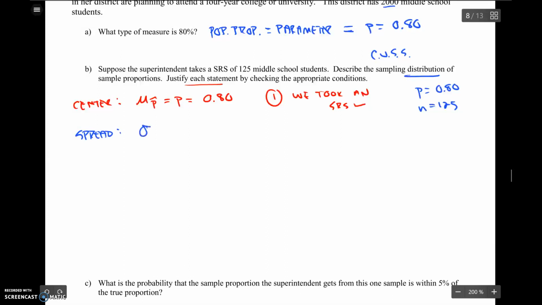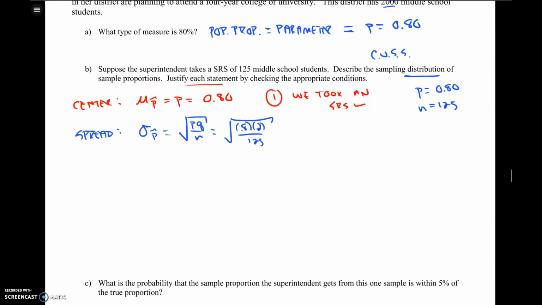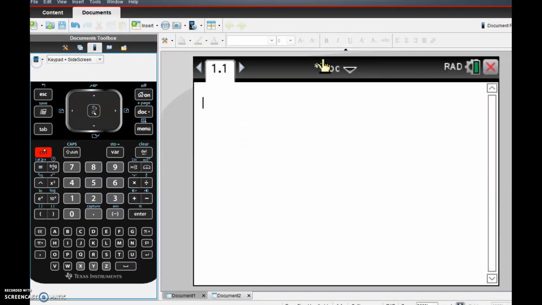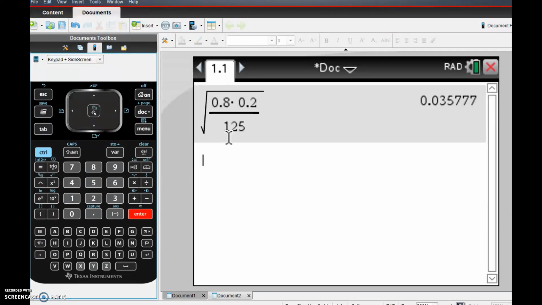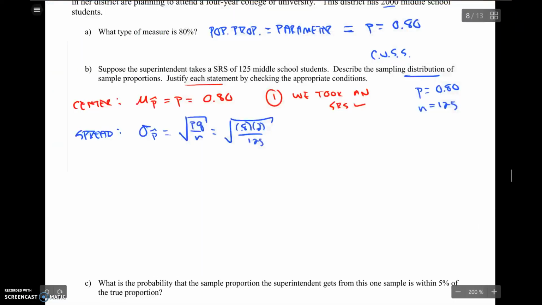Spread. So the spread is going to be the standard deviation of my p-hats, which is the square root of PQ over N, which is the square root of 0.8 times 0.2 divided by 125. Remember, Q is the probability of a failure, so 80% success rate, 20% failure rate. So we'll type that into our calculator. 0.8 times 0.2 divided by 125. 0.0358.